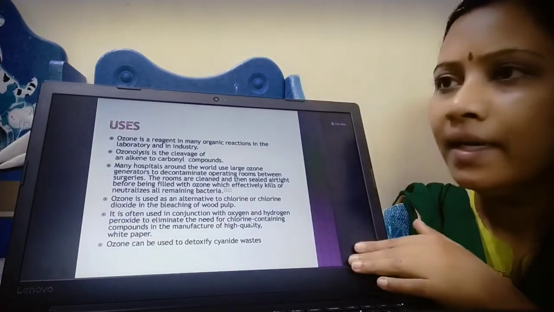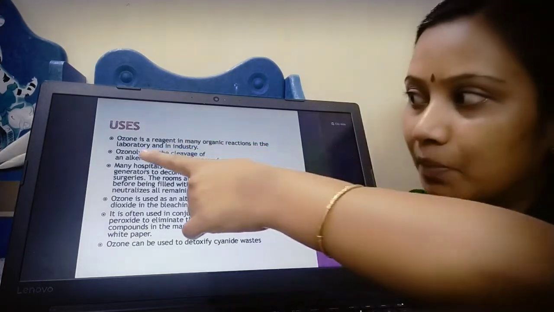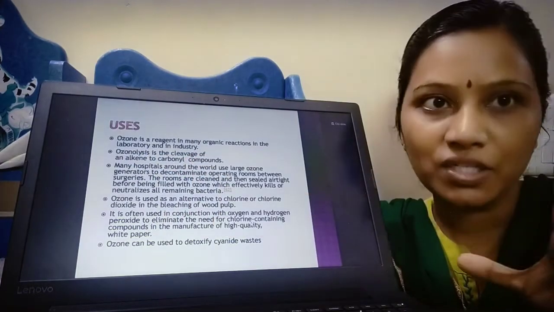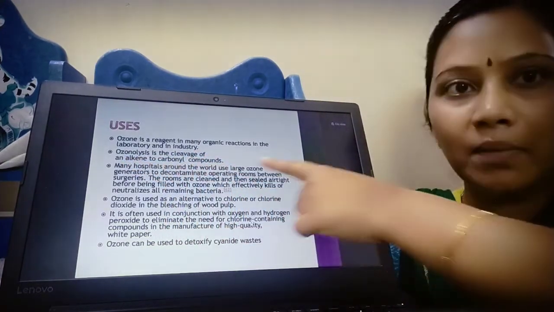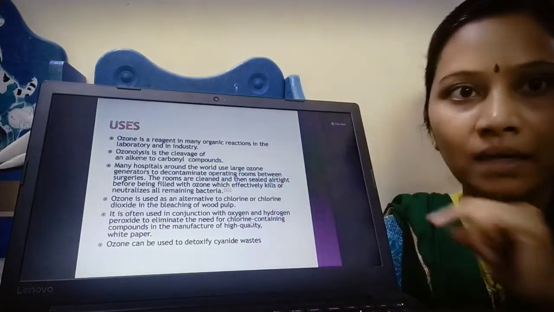Ozone is a reagent which is used for a large number of organic reactions in the laboratory and in industry. And ozonolysis: lysis means breakdown. It is nothing but cleavage of an alkene to carbonyl compounds. When I give ozone, it cleaves the alkene to give you carbonyl compounds.